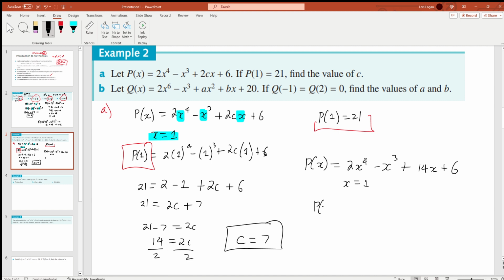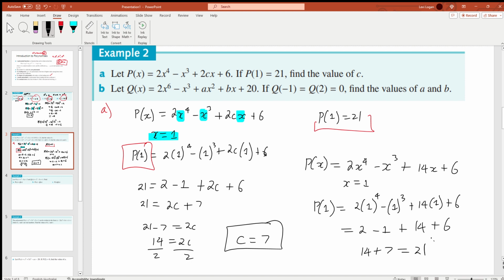So p of 1 gives you 2 times 1 to the power of 4 minus 1 to the power of 3 plus 14 times 1 plus 6. So what we're going to get here is 2 minus 1 plus 14 plus 6. In other words, we're going to get 14 plus 7, which gives you 21. And we can see we've got the correct value of c because we matched our initial condition.